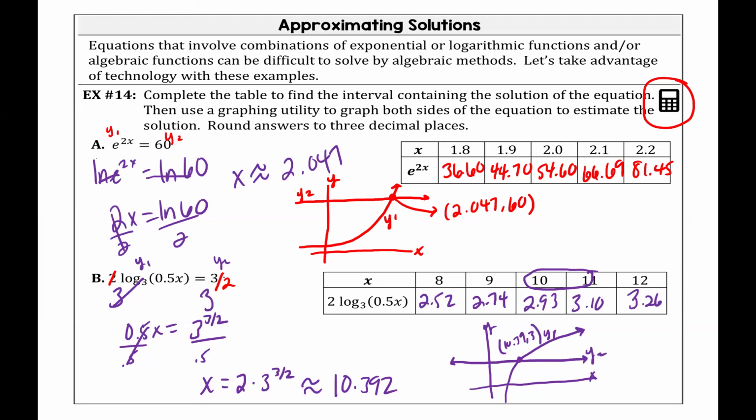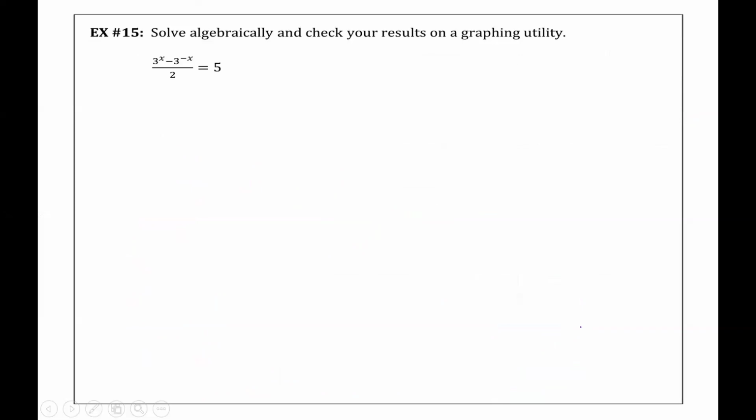Okay? Again, as long as your y2 is already a constant, there's no need to divide. So you can just put y1 in as it is. Okay? Yeah. So technology. Now, here it says we're going to solve algebraically and then check ourselves graphically.